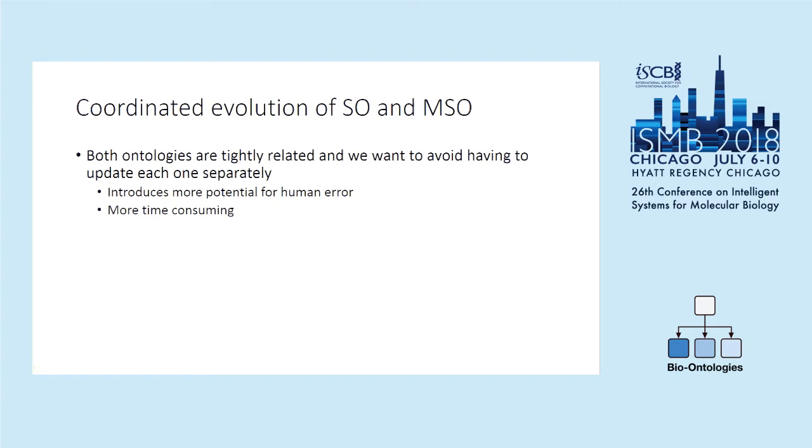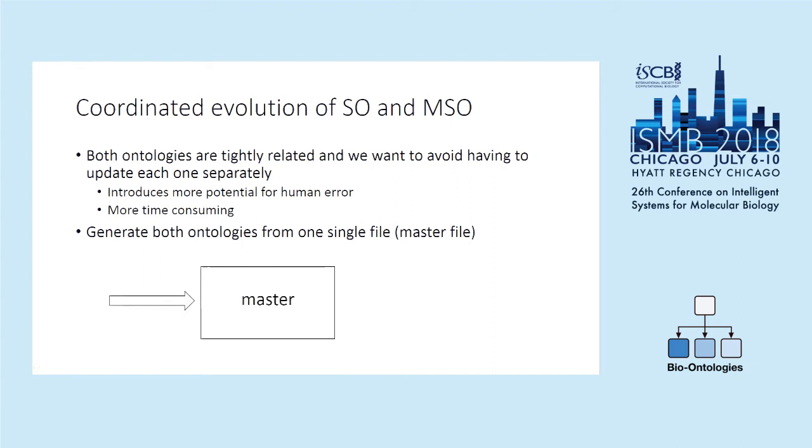So our strategy for this is to employ a single master file. This master file contains all the terms for both ontologies, and it's the sole file that the curator needs to update manually. From this file, we will automatically generate the separate MSO and SO ontology files using a custom program written in the OWL API. Everything I've done towards writing this program here in the OWL API.